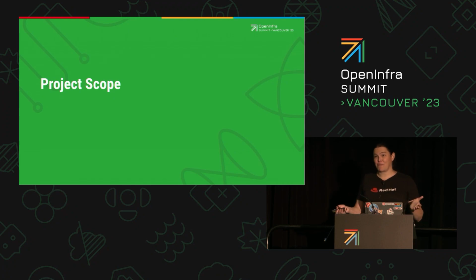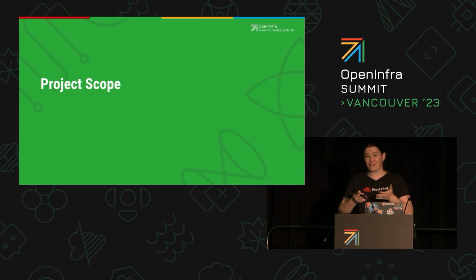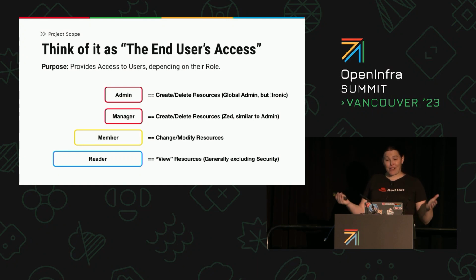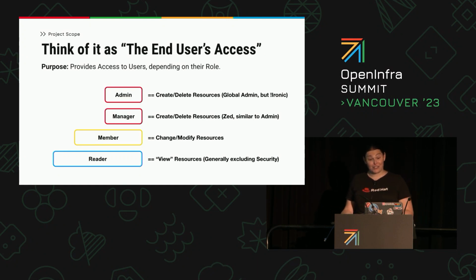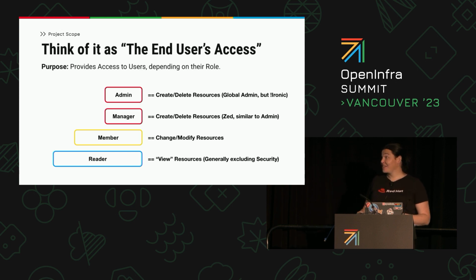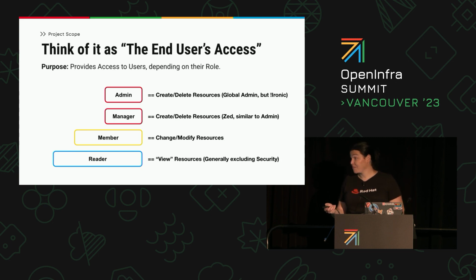But then there's project scope, and everyone knows of project scope. It's the scope every user exists in, or at least every normal user and tenant and everything else. So in project scope, there's admin, manager, member, and then reader. The access is very similar. An admin and manager are very, very similar in a project scope of use. A member still can just change and modify resources. A reader can still just view and read resources.